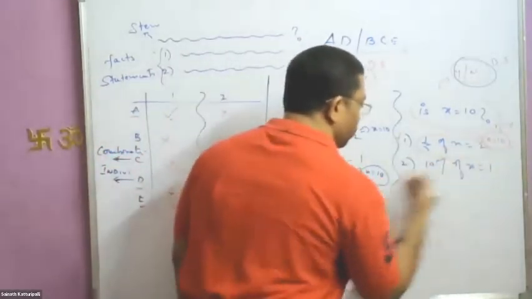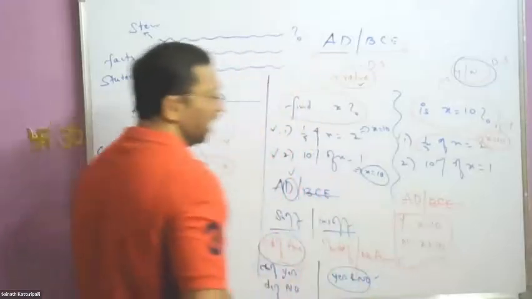Likewise, help me with the statement too. Okay, ये तो कट गया, easy कट गया. Next. 10% of x is equal to 1. हाँ. x is equal to 10. Very good.